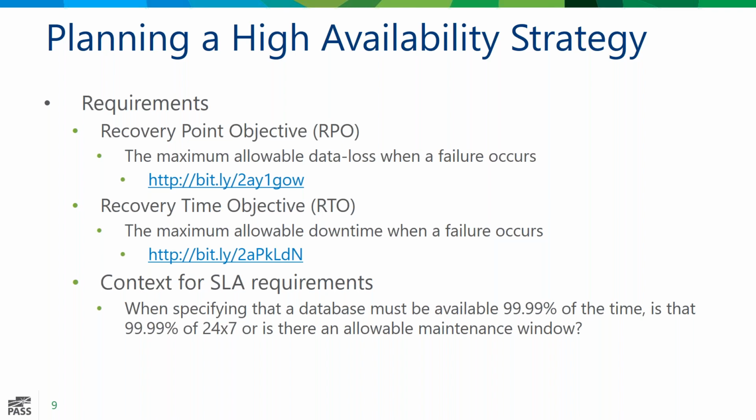And then recovery time objective is the maximum allowable downtime when a failure occurs. And again, there's lots of different failures. So you need to go through and come up with a list of what we think the most likely reasons are that we would have a failure. So is it human error? Is it a natural disaster where we lose the entire data center?